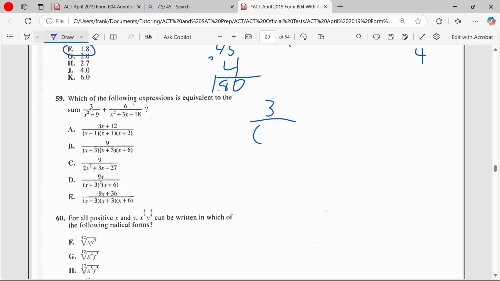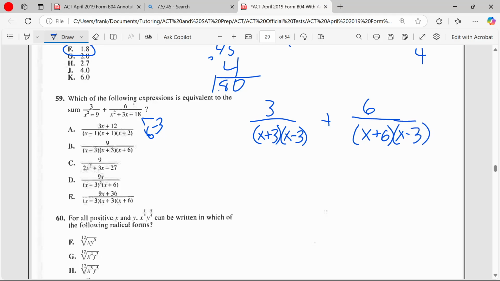This is 3 over x plus 3 times x minus 3. X squared minus 9 is a difference of 2 squares, x squared minus 3 squared. And then this is plus 6 over, and I need factors of negative 18 that add to 3. 6 times 3, and the 3 would be negative. So this is x plus 6 and x minus 3.